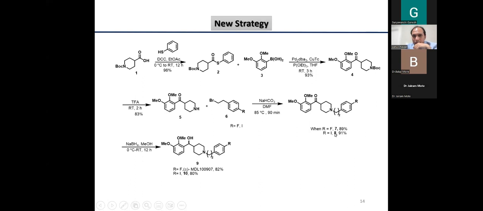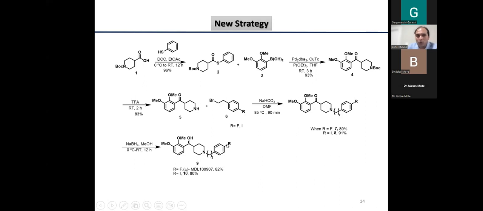to give compounds 7 and 8. When R is equal to F, it is compound 7, which gave 89% yield, and when R is equal to I, it gives 91% yield. Then again we reduced this carbonyl group using sodium borohydride in methanol, which gives MDL-10907 in 82% yield, and compound 10 in 80% yield.